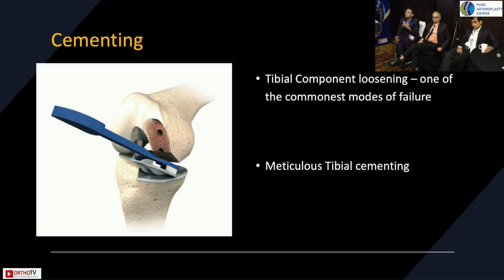Yeah. So the idea is a very thin amount of cement, but it has to be adequate, covering the surface. When you're compressing it, compress posteriorly and then anteriorly, so it extrudes out anteriorly.